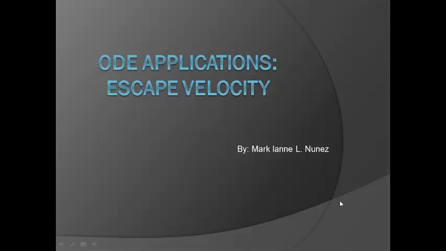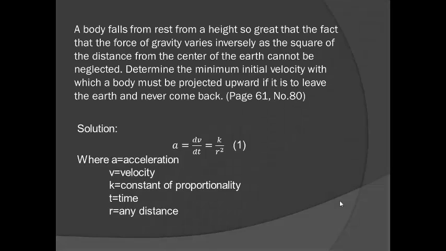So I'll be teaching you an application of ordinary differential equations, which is escape velocity. The problem is: a body falls from rest from a height so great that the fact that the force of gravity varies inversely as the square of the distance from the center of the earth cannot be neglected. Determine the minimum initial velocity with which a body must be projected upward if it is to leave the earth and never come back.